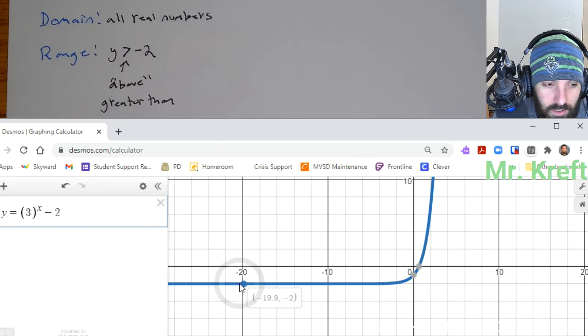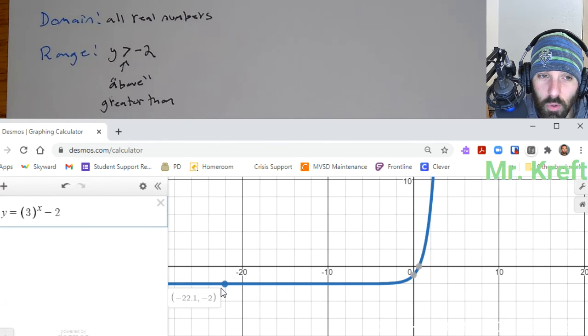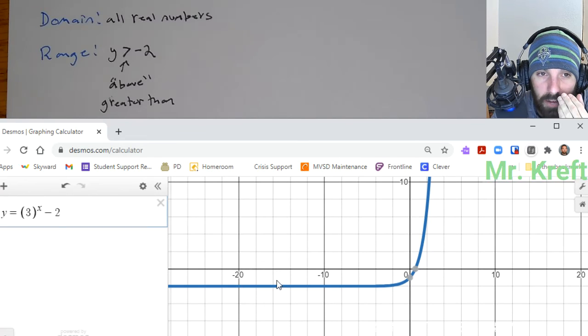So you know it's above because do we go below -2 in our output? No, we go above. So if you take a look at the output, you see how we're above it, right? So here's -2. The graph only goes up, right? So that's how we know it goes above, right?